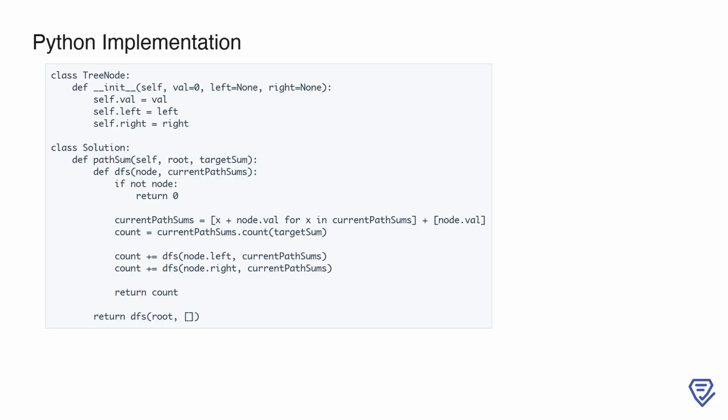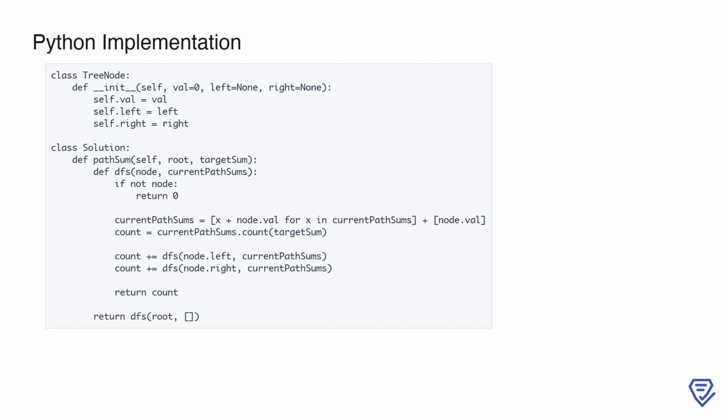Key optimizations and complexity. Optimized path tracking. Instead of recomputing sums from scratch for every node, we maintain a running list of path sums, reducing redundant calculations. Complexity: the time complexity is O(n²) in the worst case for an unbalanced tree, where n is the number of nodes. In a balanced tree, the complexity is closer to O(n log n).